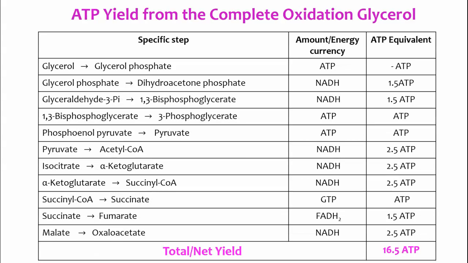Remember, we did this already. From glycerol to glycerol phosphate uses 1 ATP. From glycerol phosphate to dihydroxyacetone phosphate produces 1 NADH, which is equivalent to 1.5 ATP. From glyceraldehyde 3-phosphate to 1,3-bisphosphoglycerate, we got 1.5. From 1,3-bisphosphoglycerate to 3-phosphoglycerate, we generated 1 ATP. From phosphoenolpyruvate to pyruvate, we got 1 ATP. Remember, everything happening here is what?